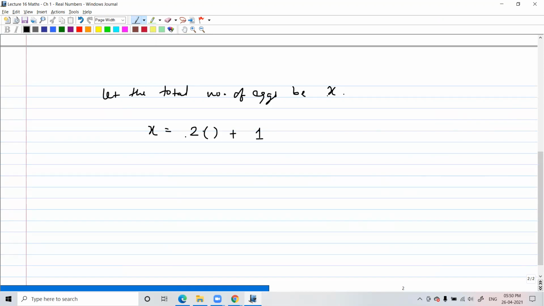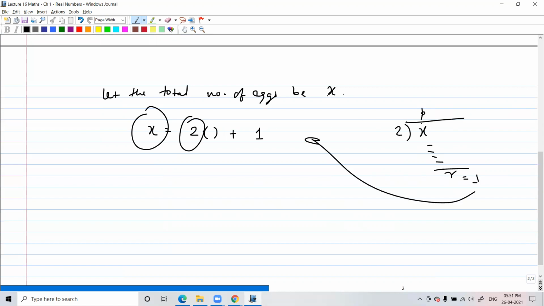So what I'm saying, there are x eggs and you are dividing it by 2, meaning x divided by 2. You will get some quotient. Let's call that quotient p. And you will get some remainder, and that remainder has to be 1. Correct? So can I write it like x is equal to 2p plus 1. Everyone remembers this division algorithm? We did this in the polynomials chapter, but it is handy over here also.